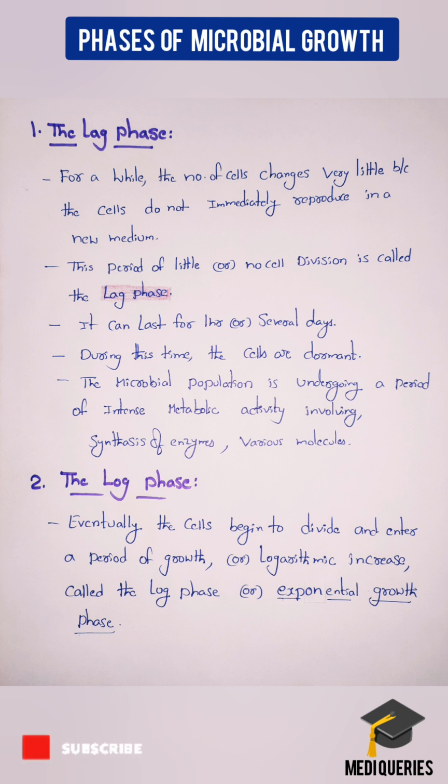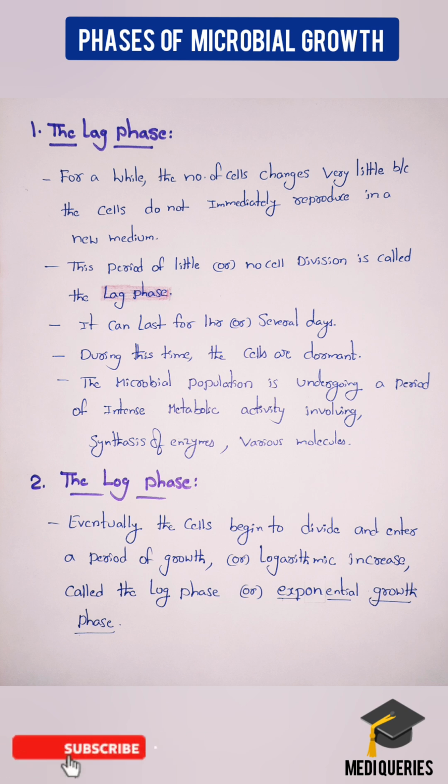During this time, the cells are dormant in nature, and the microbial population is undergoing a period of intense metabolic activity. During this phase, the microbes will build up the essential things needed for their growth, like the synthesis of enzymes and various molecules which are needed for the growth of the bacteria. So this is about the lag phase.